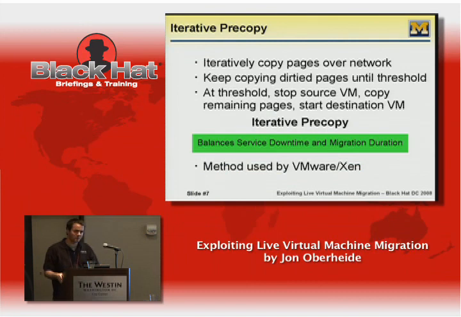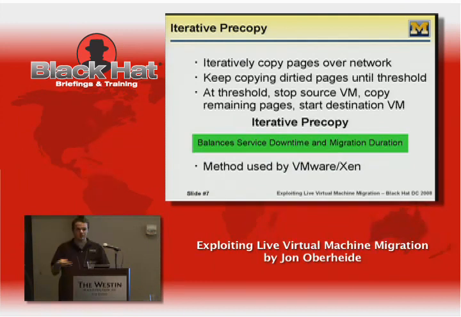And the hybrid approach, which we mentioned, iterative pre-copy, balances both service downtime and the total duration. It's the method that's currently used by the popular VMware and Xen hypervisors. It operates by walking through the working set of memory on multiple iterations. Each iteration, you only copy the pages that have been dirtied since the last iteration.